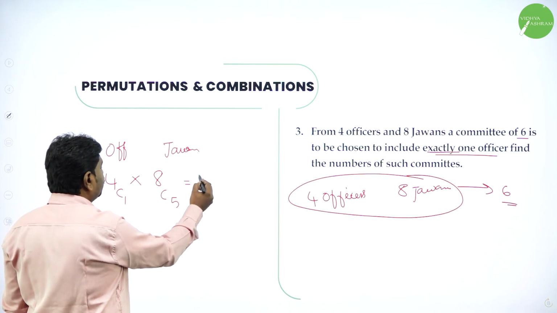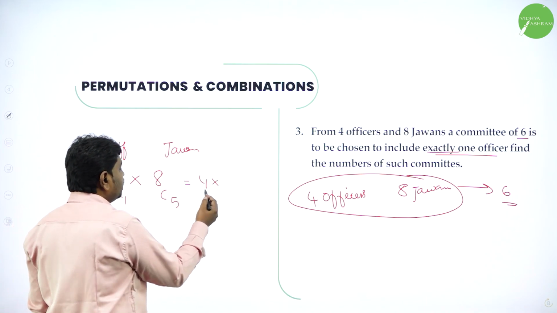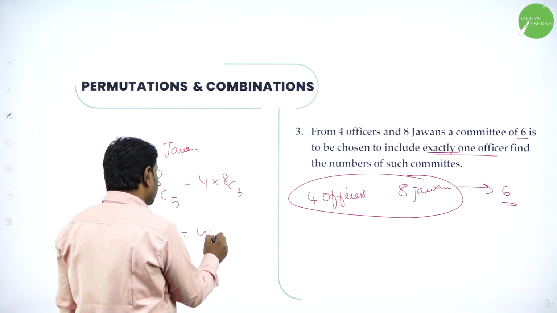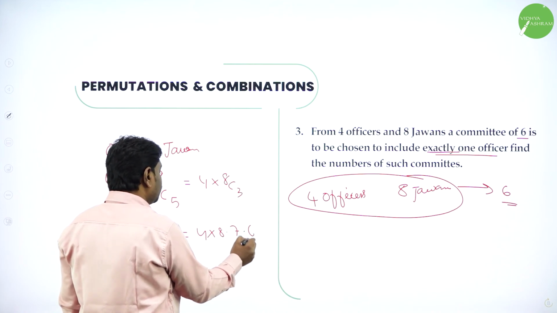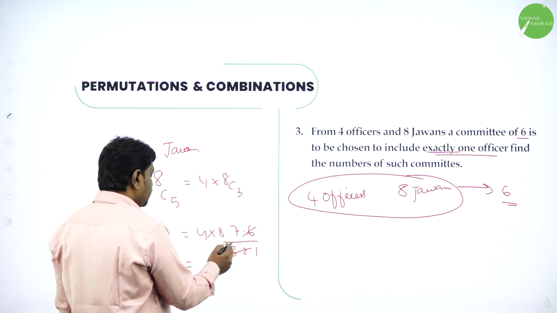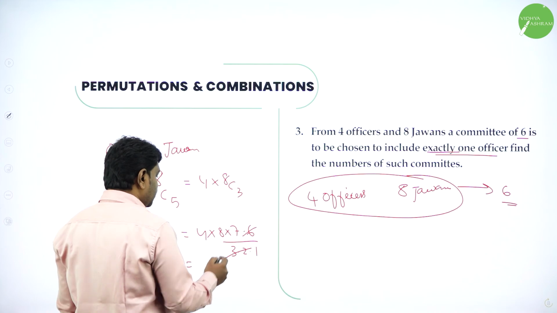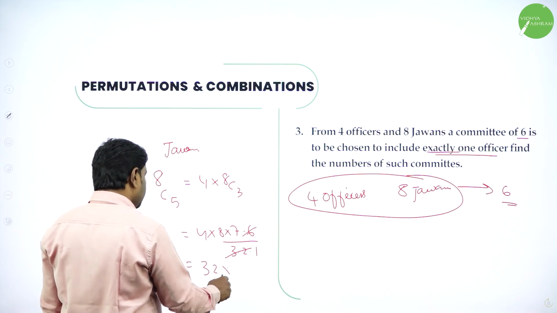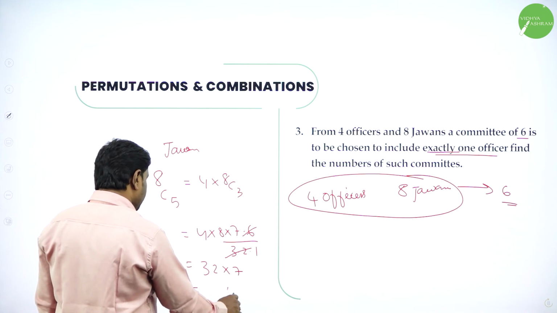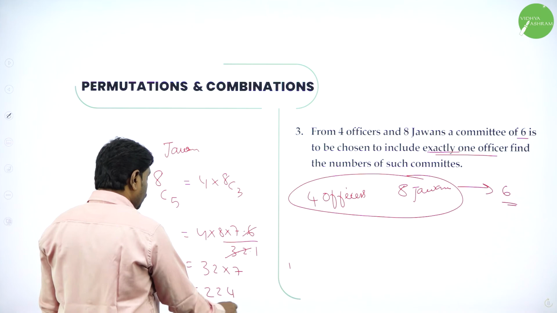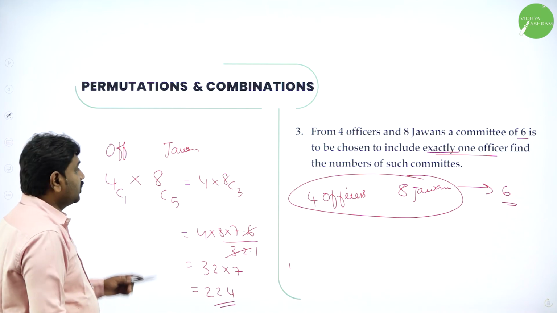So now simplify this. 4C1 is 4. 8C5 is 8C3, I can write. That is 4 into, what is 8C3? 8 into 7 into 6 divided by 3 into 2 into 1. 3 2s are 6 and 6 cancels. Simplify, you will get the required result. 8 4s are 32 into 7. 7 2s are 14. 7 3s are 21. 21 plus 2, 22. 224 ways are there.